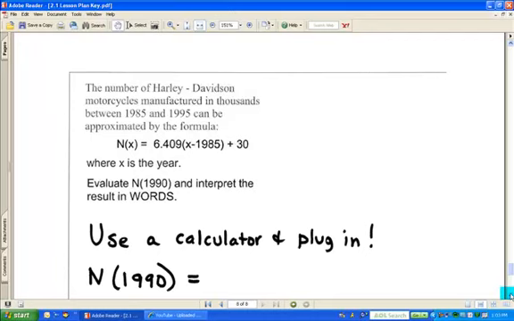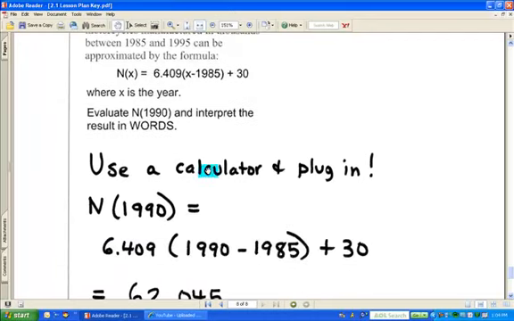So, if you're being asked to evaluate N of 1990 and then interpret the result in words, the first thing you're being told to do is to take 1990 and plug it into the function. N of 1990 means put 1990 into the function N in place of x. So that's exactly what I'm going to do. That x right there that my cursor's on is going to become 1990. So we end up getting N of 1990 is 6.04 times the quantity 1990, that's what we filled in or plugged in, minus 1985, plus 30.